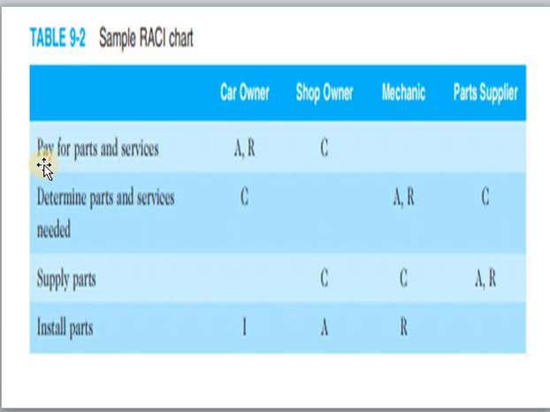The first activity, which is called pay for parts and services, we can design the RACI chart as the car owner is basically accountable and responsible for payment of the parts and services. And the shop owner is basically the consultant who has the right information or the set of guidelines on how to perform the specific tasks. Similarly, for the next activity, which is called determine the parts and services needed, the car owner will be the consultant and the mechanic is the accountable and responsible, as well as the part suppliers are basically the consultants.